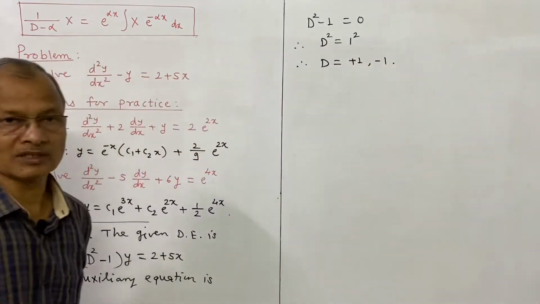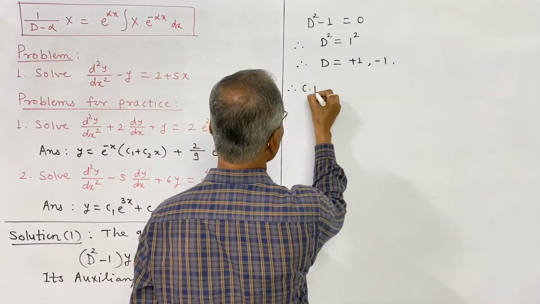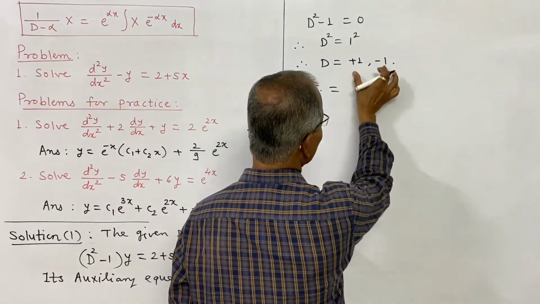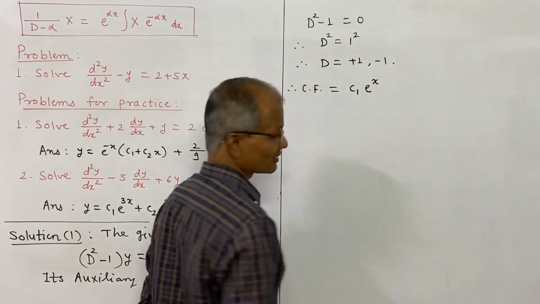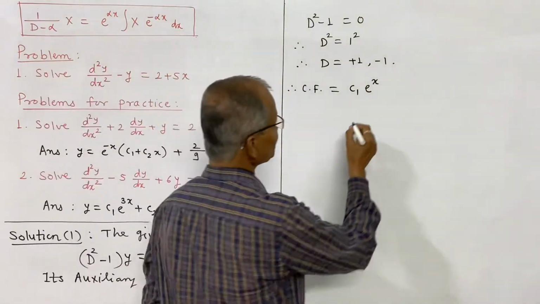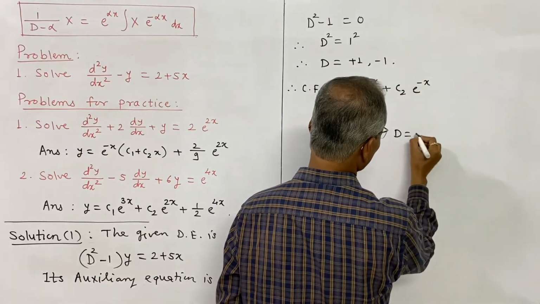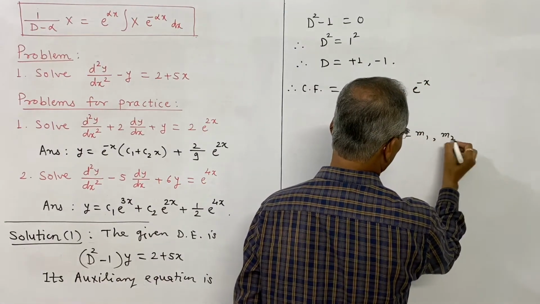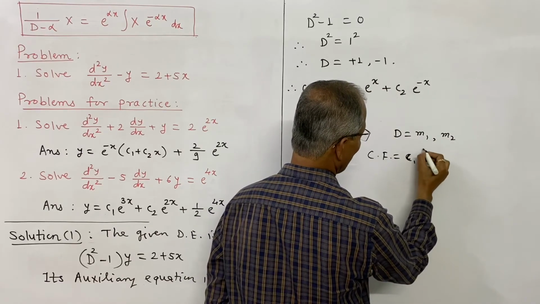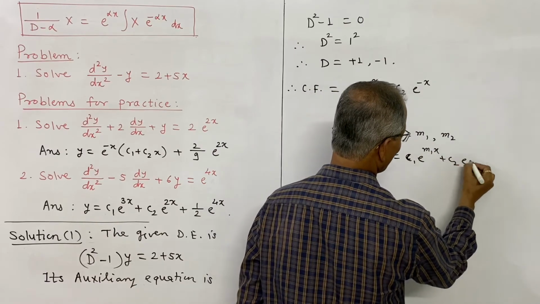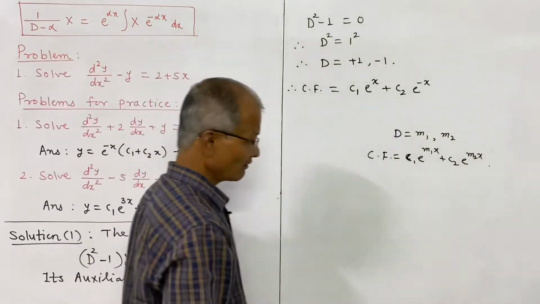So there are two distinct roots, and therefore the CF, complementary function, is, we know if the roots are distinct, C1 e power x plus C2 e power minus x. If D has roots m1, m2, then the CF is C1 e power m1 x plus C2 e power m2 x. That result we have used here to find the complementary function.